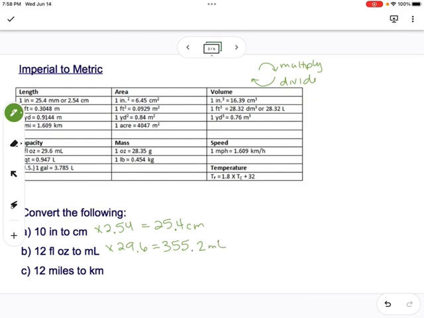And the last conversion we have here, 12 miles to kilometers. Looking for that conversion. Miles to kilometers is right here. Again, left to right, multiplying, so 12 times 1.609. And that gives us 19.308 kilometers.